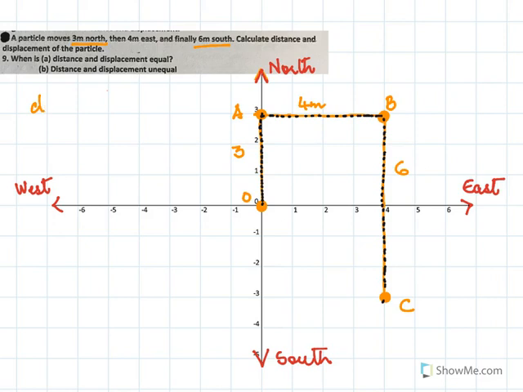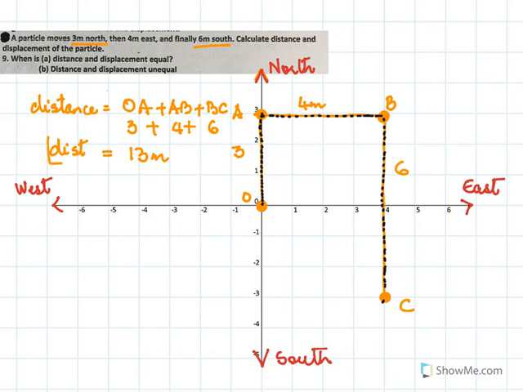So you'll definitely agree distance is the actual path. So distance will be OA, which is 3 meters, plus AB, which is 4 meters, plus BC, which is 6 meters. So you'll add up and this would be 13 meters would be the distance covered by the body. Next we are going to find the displacement.